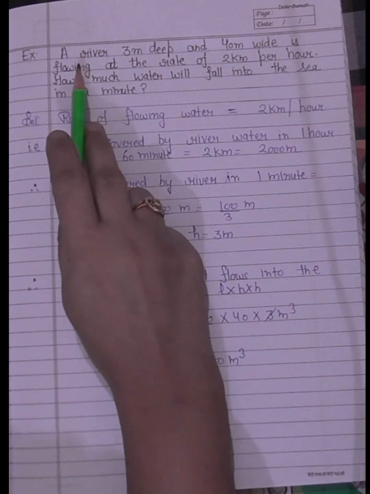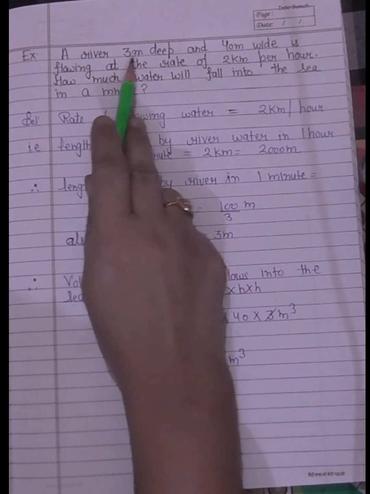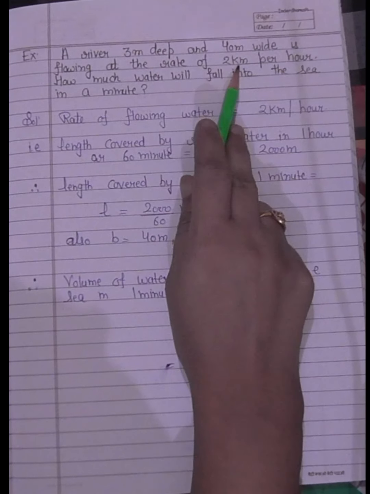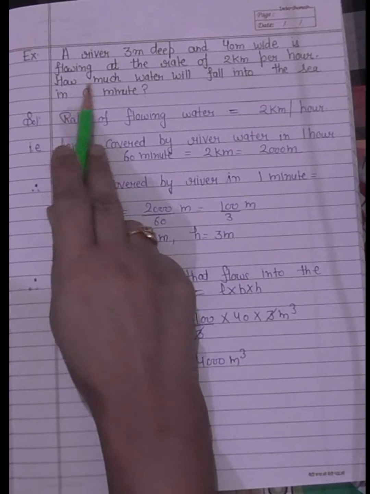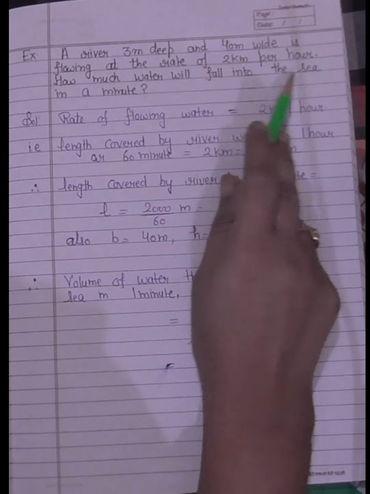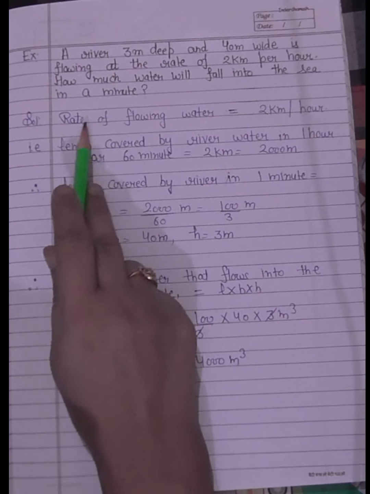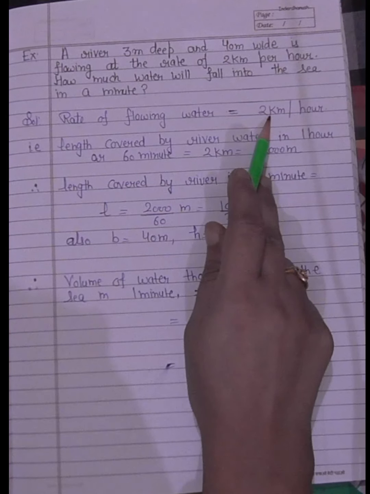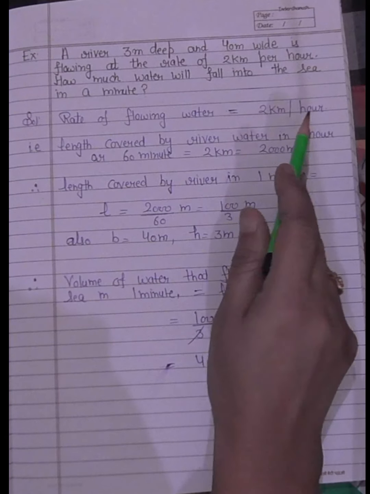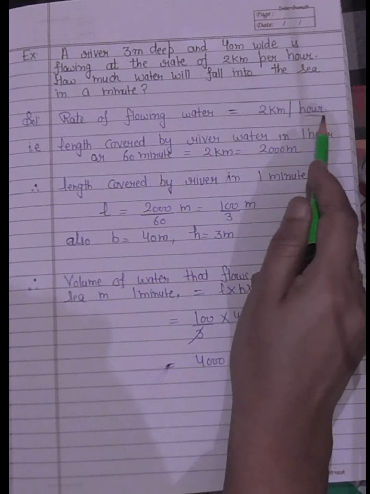Next example, a river 3 meter deep and 40 meter wide is flowing at a rate of 2 km per hour. How much water will fall into the sea in a minute? Now rate of flowing water is equal to 2 km per hour. It means in 1 hour it is going 2 km. That is the length covered by the river water in 1 hour, or you can say in 60 minutes, is 2 km, which is 2000 meter.